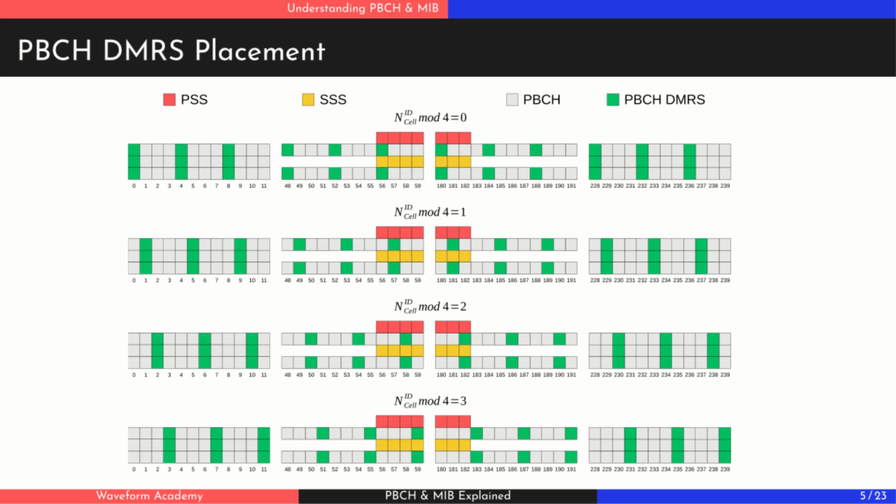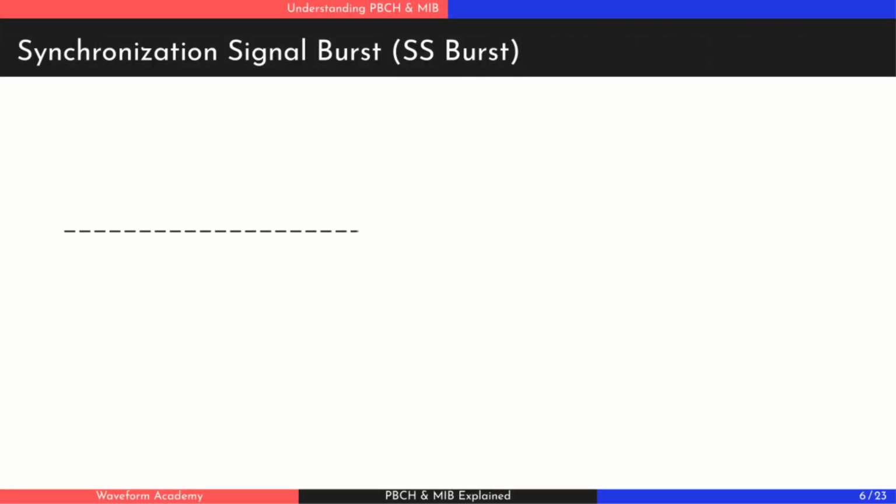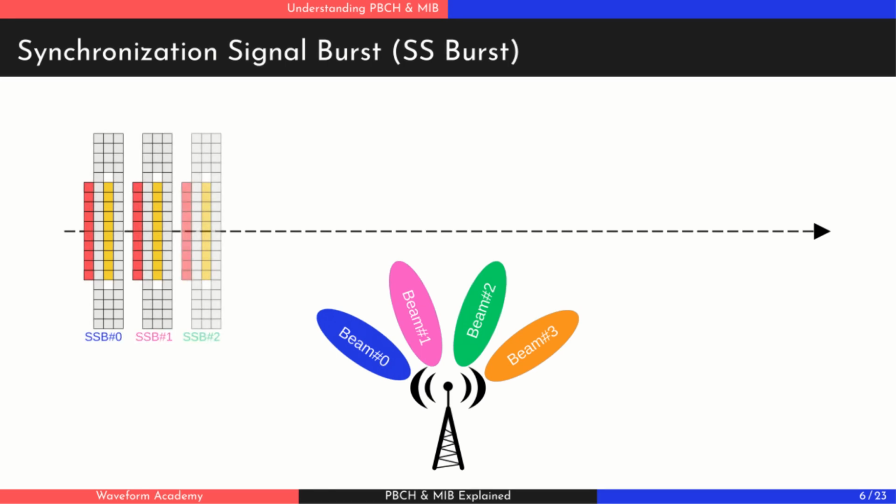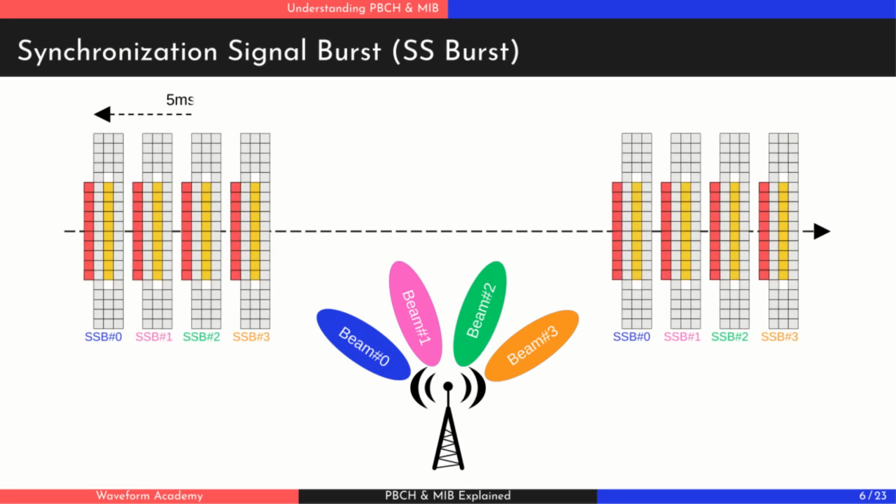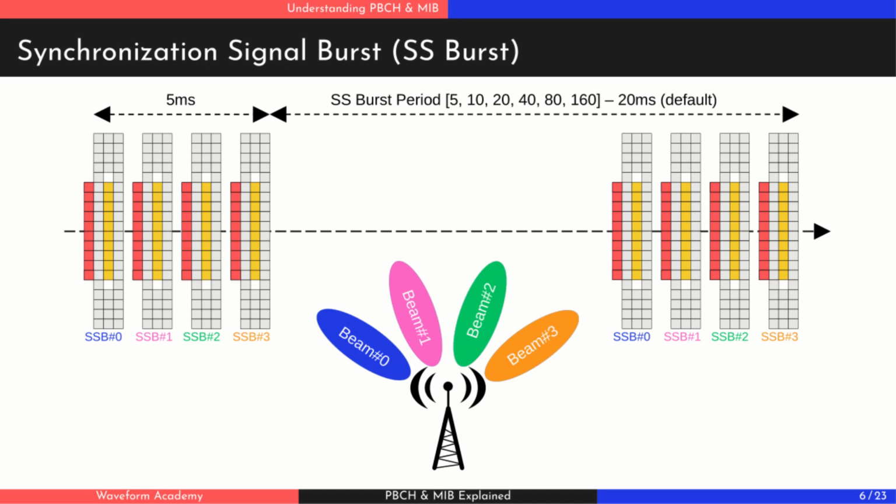Beyond helping with channel estimation, the DMRS also serve another important function. Their values allow the UE to determine the SSB's position within the half frame. As you may recall from an earlier video, SSBs are transmitted in short 5-millisecond bursts, typically repeated every 20 milliseconds. The PBCH DMRS values are generated based on the SSB index, which means the UE can perform a blind search across all possible indexes to identify the exact SSB position within the burst. Later in the video, we'll demonstrate this search in MATLAB and see the result in action.